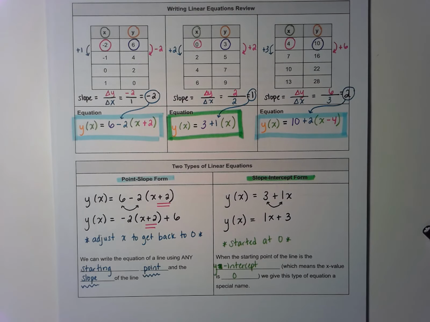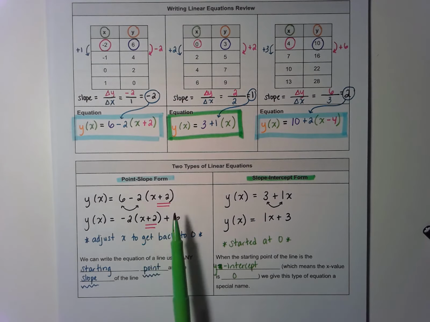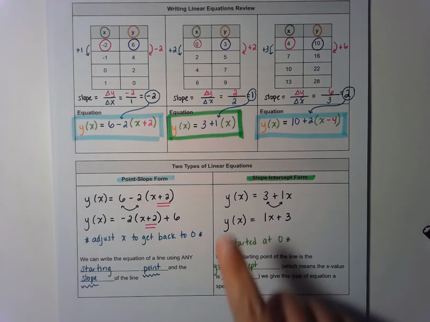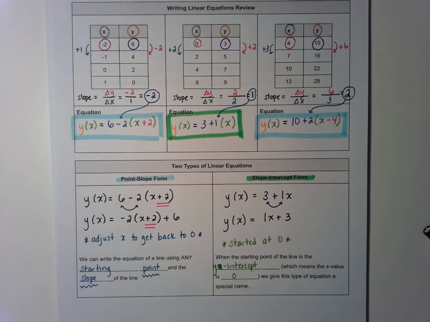And so if you look at the difference, this equation has a parentheses because we had to adjust, and this equation does not have a parentheses because no adjustment was necessary. Or if it does have a parentheses, it's just an x. We didn't have to shift it at all.